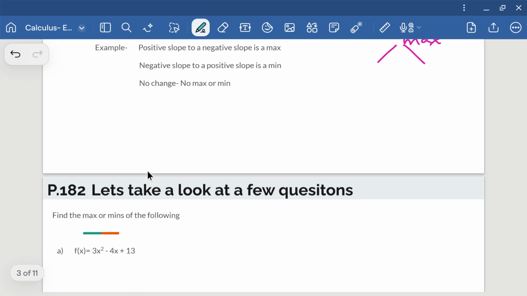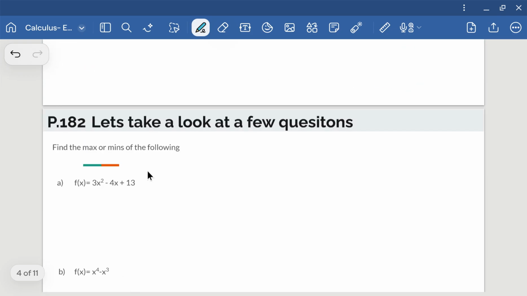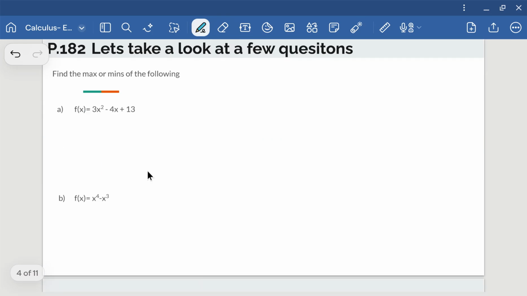So looking at the homework on page 182, and just picking a few questions from each section. The first one, finding the max or mins of the following. So again, anytime with that, you want to look at the derivatives. So take the first derivative and you'll get 6x minus 4. And then you just want to factor out a 2. If you take out a 2, you'll have 3x minus 2.